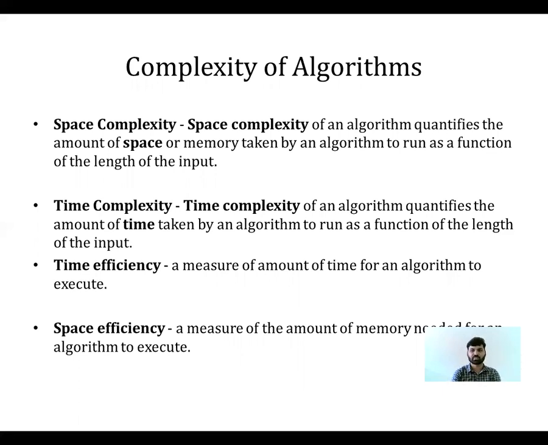Space complexity of an algorithm is defined as the amount of space required to store an algorithm. The amount of time required for the algorithm is called time complexity. Amount of time required is time complexity, and amount of space required is space complexity. These are the two concepts related to the efficiency of the algorithm, that is time efficiency and space efficiency.